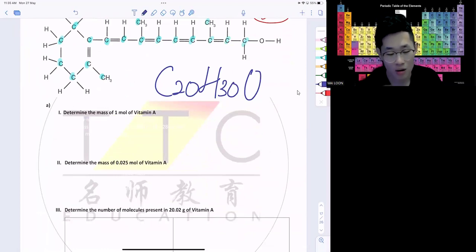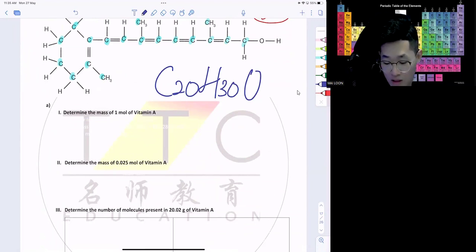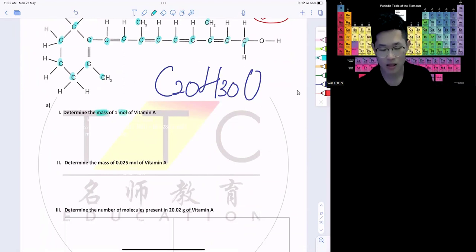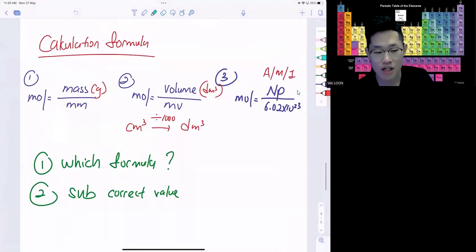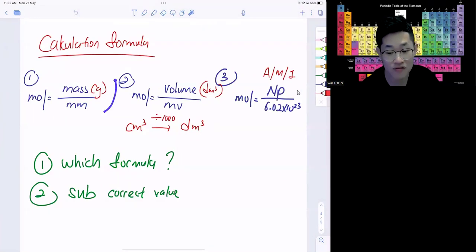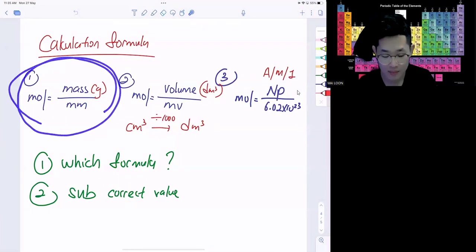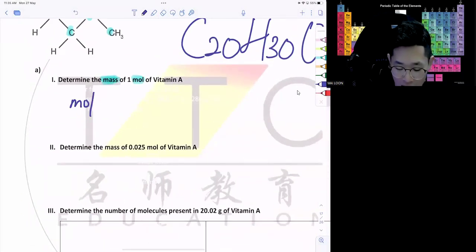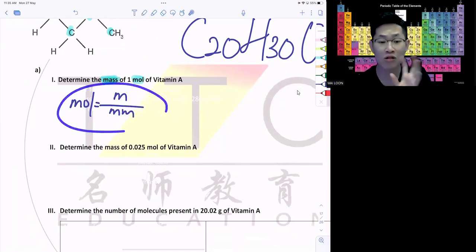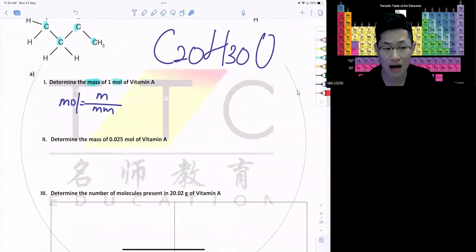Determine the mass of 1 mole of vitamin A. When they say mass and mole, which formula to be used? Of course, I use the first one. If you're not good with calculation, this is what you can do. I have decided to use this formula, mole equals mass over molar mass. Write the formula out first, then sub in the correct value.